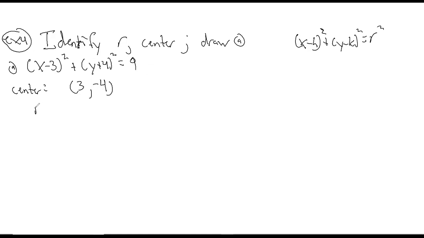Then the radius, well, since this is a 9, that says that the radius squared is supposed to be 9. Taking the square root of both sides says that the radius is 3. I don't need a plus or minus because we're dealing with geometry. You can't have negative radii. So we have our center and we have our radius, and that is definitely enough to be able to draw this. So we're going to have a center at 3, negative 4.